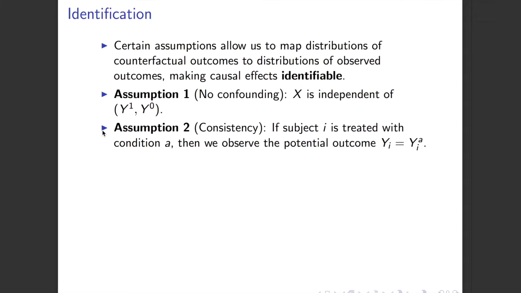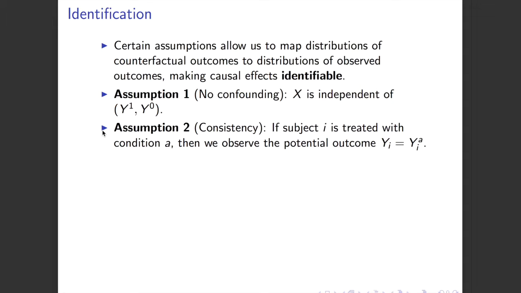There are two assumptions that we need. One assumption is no confounding, which another way this is said is exchangeability. X, in other words, your treatment is independent of your counterfactual outcomes. And assumption 2 is consistency. So if subject i is treated with condition a, then we observe the potential outcome y equal to y superscript a.